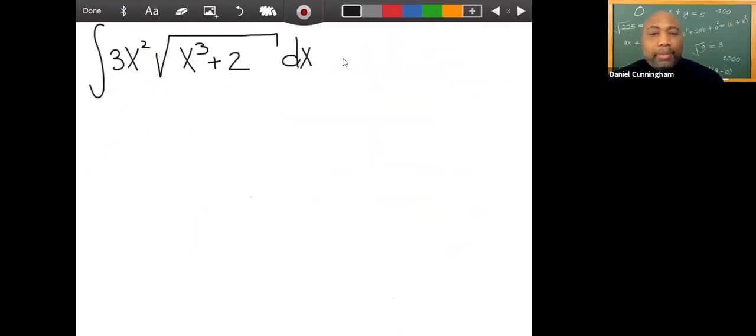Let's look at another problem. Again, you may want to pause this and try this on your own and see if you can integrate this particular problem. So give yourself a minute to try this and pause it, and then we'll do it together as a group.